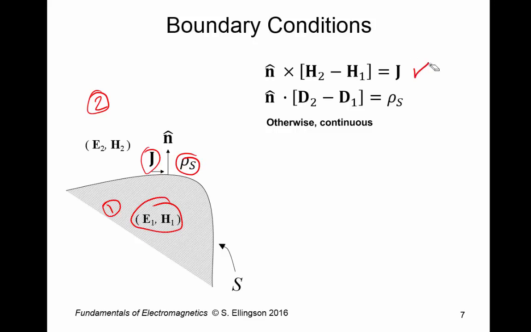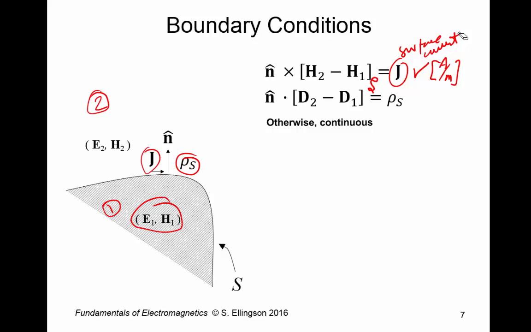So for example, here we have the boundary condition on the magnetic field intensity. We find that the normal, which is defined to be into region 2, cross the difference between H2 and H1 on S, and remember this is a boundary condition, so it applies only on the surface, is equal to the surface current density. You can see from simple dimensional analysis here that this has units of amps per meter, right? So this is a surface current, and has units of amps per meter.